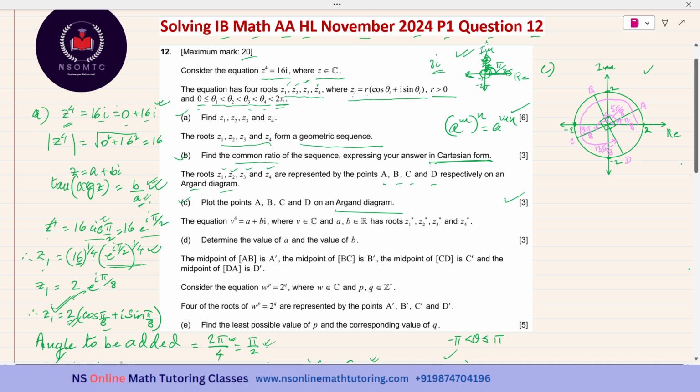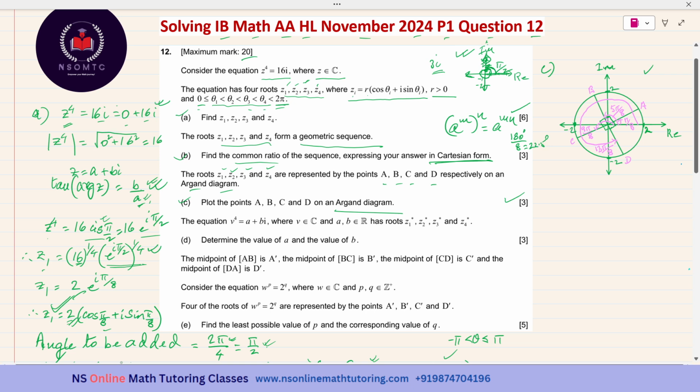So since the modulus is 2, I have drawn a circle of 2 units, and now you plot the points on the circumference of the circle. The first root is pi over 8. So pi is what? 180 degrees, divided by 8. It is 22.5 degrees. Okay.